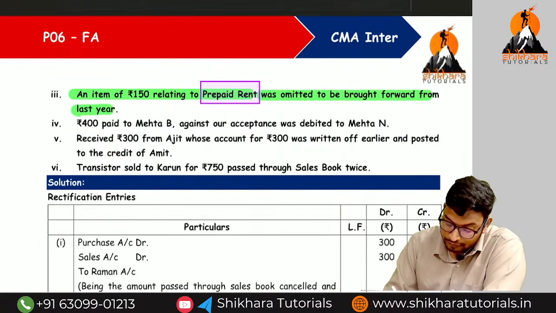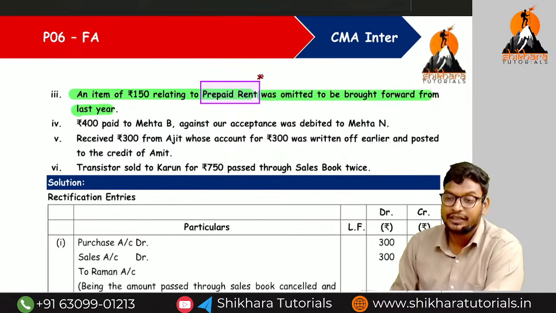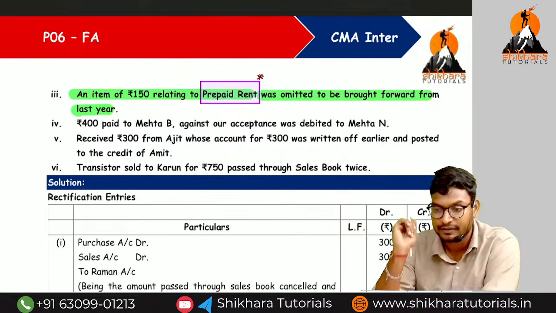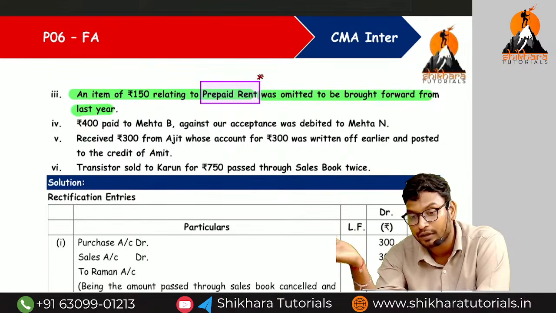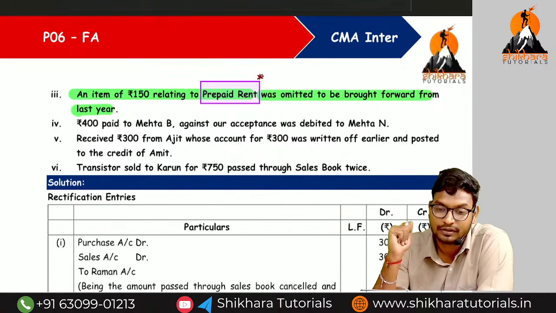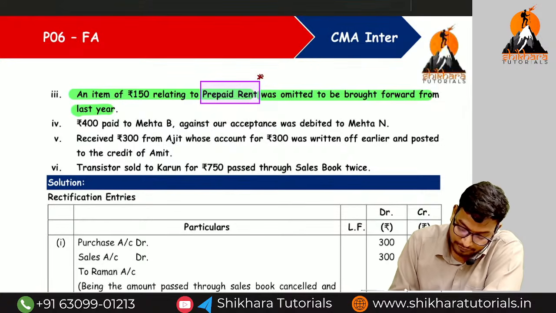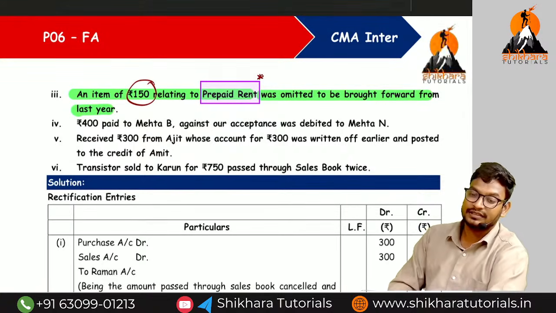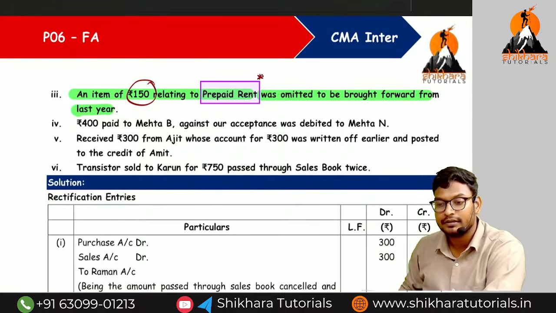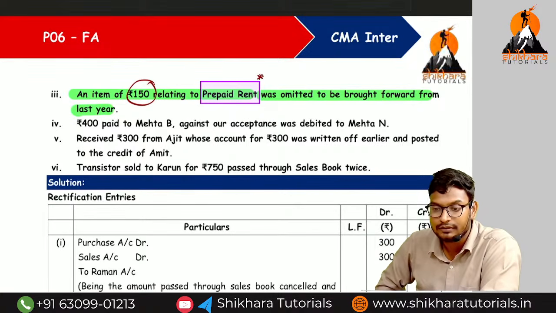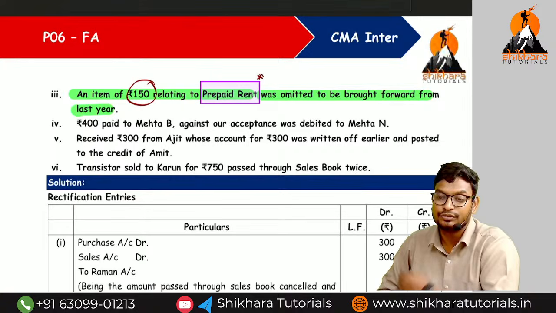So now what is happening? Prepaid means asset. We are not brought forward means undercast. Normally the prepaid value is 10,000. Here they have given the prepaid value of 150 rupees, which they recorded in the previous year. So in the current year we have to bring it forward. An asset should be brought forward.